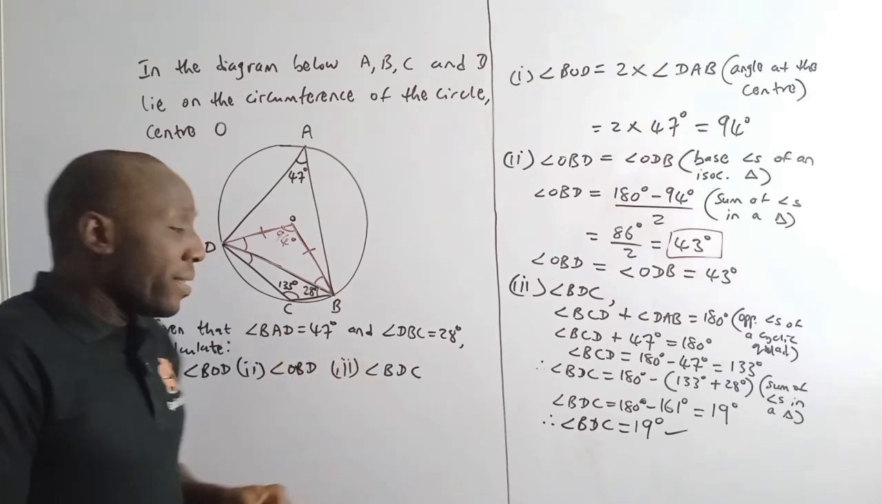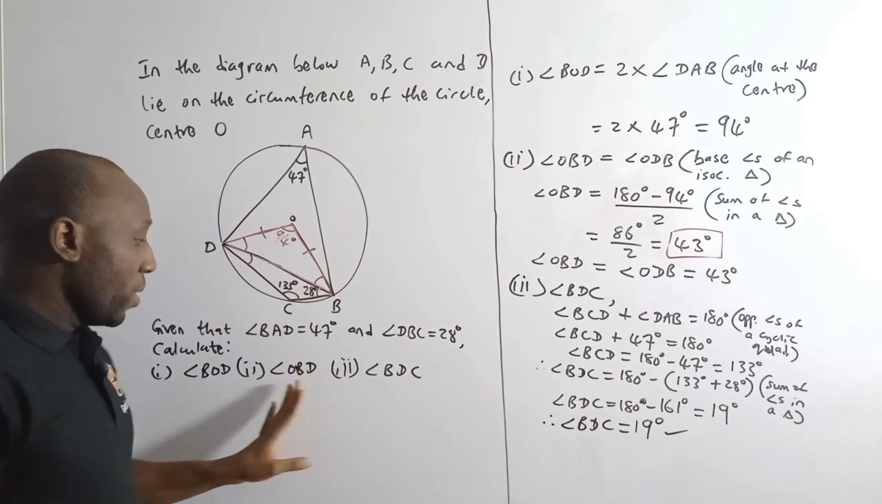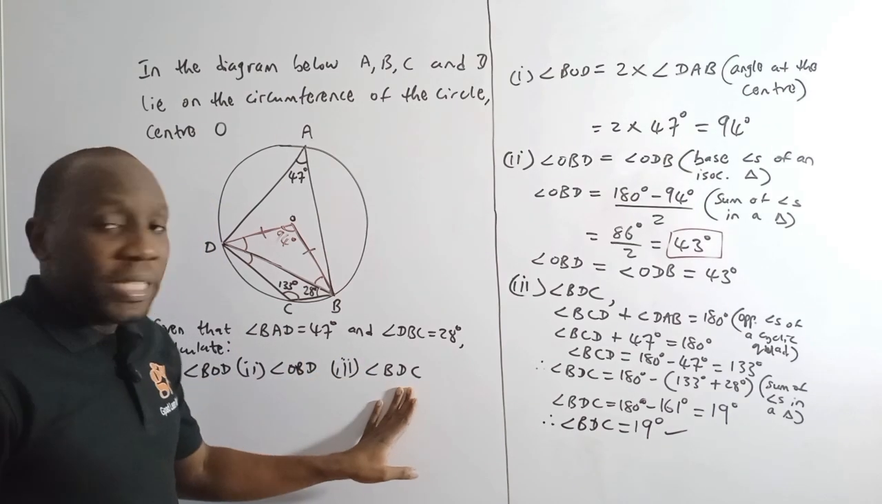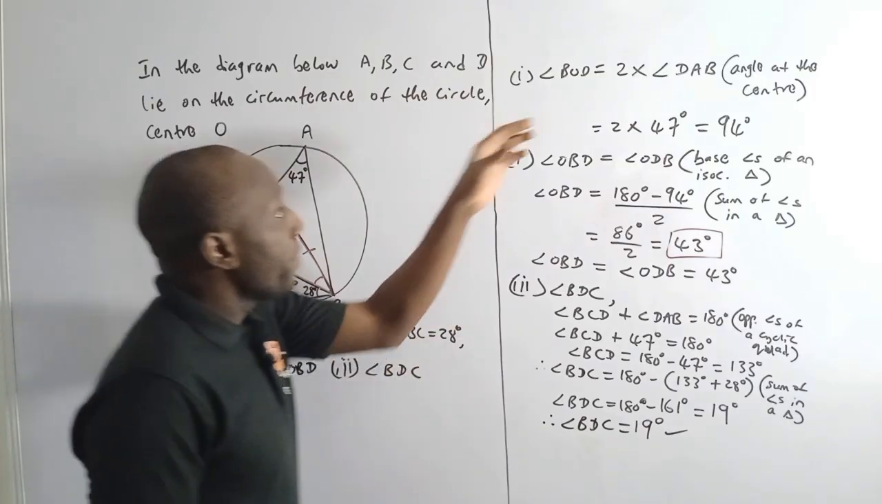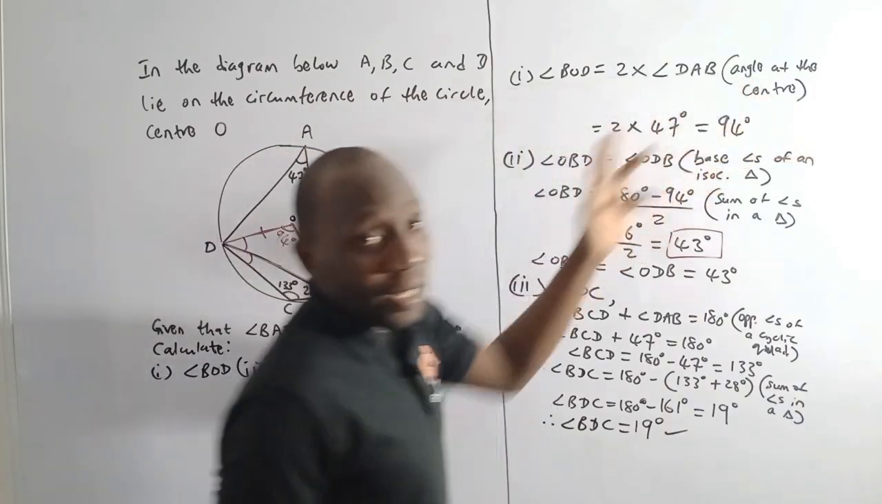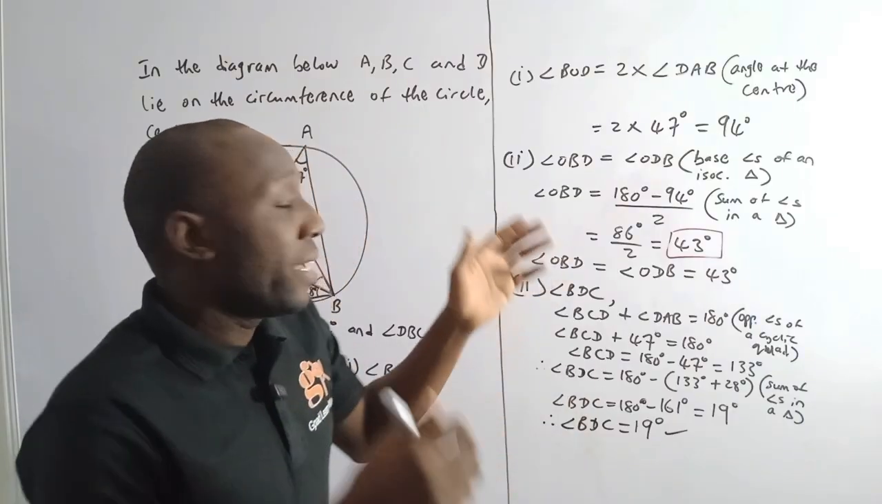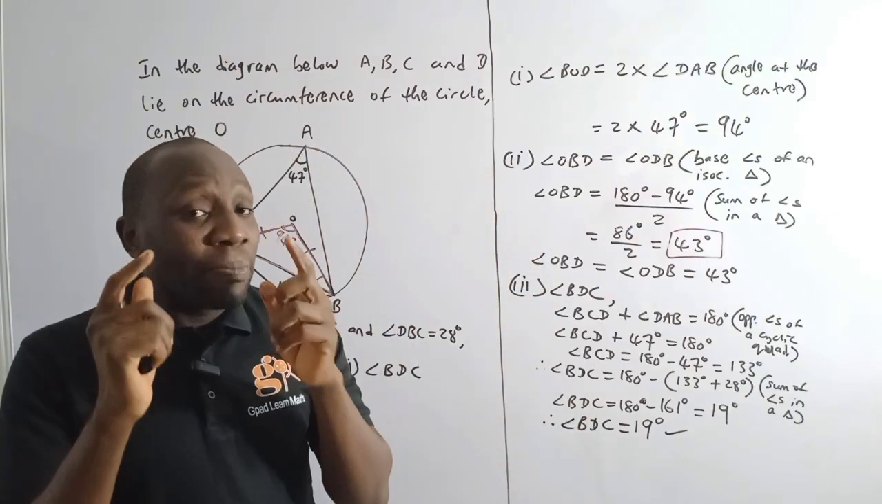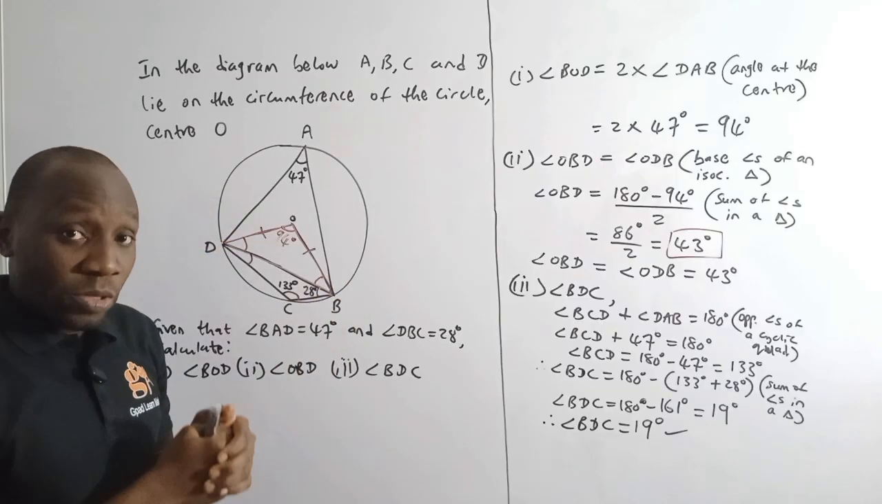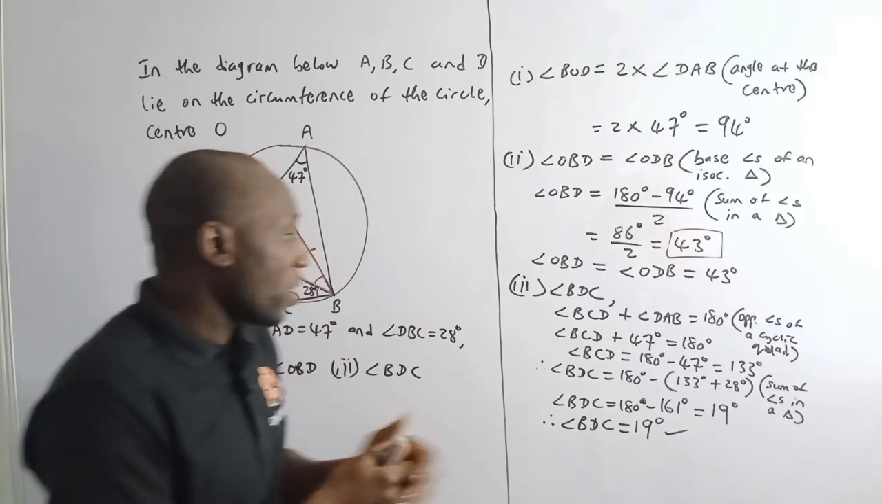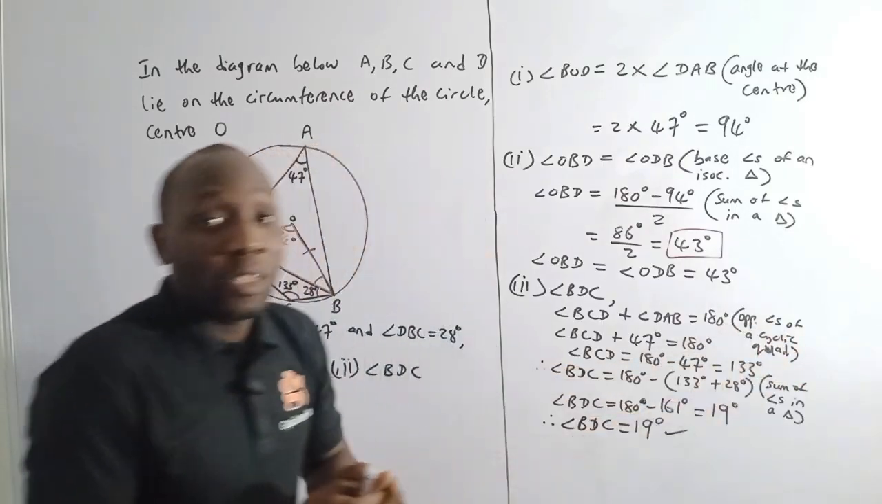So we have been able to get the angles for BOD, for OBD, and for BDC. Now don't forget the various circle theorems that we just looked at. The first one was what? Angle at the center. Then we also looked at an isosceles triangle because it is bounded by two radii. That makes it an isosceles triangle. And then we also looked at what? The opposite angles of a cyclic quadrilateral.